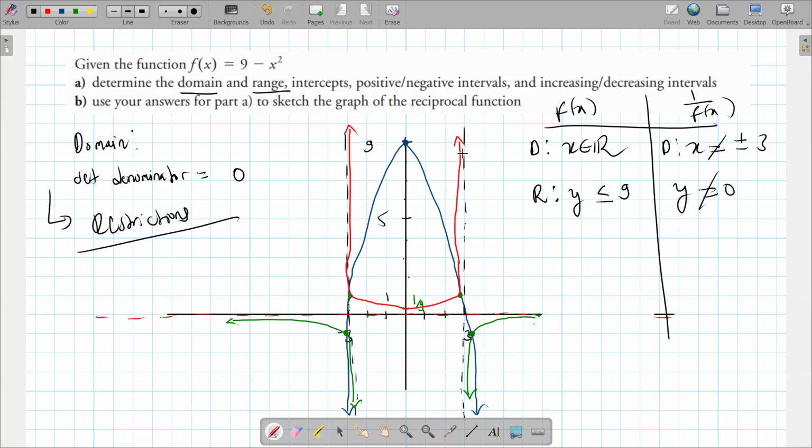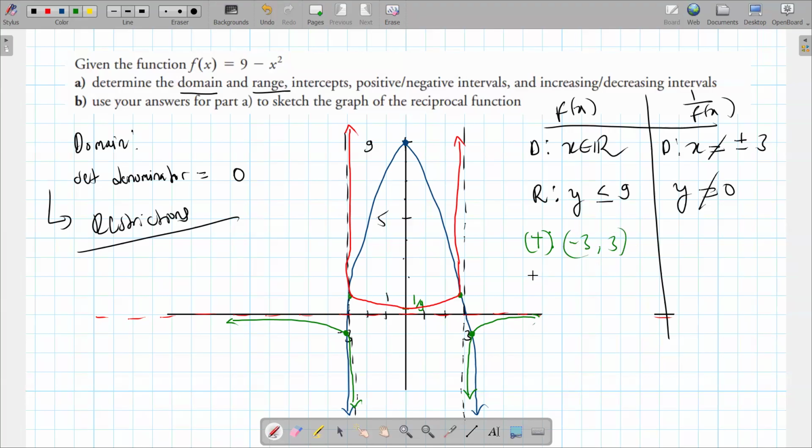Okay, positive, negative intervals. So where is f of x positive? It means the y values we're talking about. For which x values are the y values positive? So if you look at the quadratic, where is it positive? Yes, so between -3 and 3.